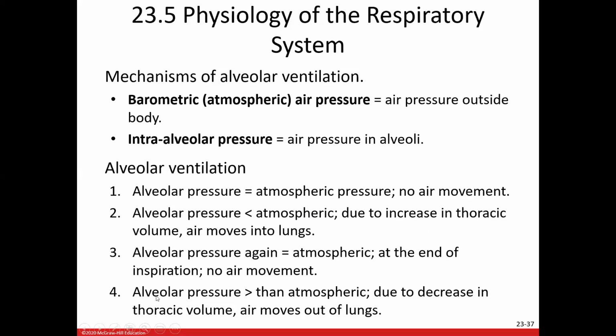And then to get air out, we're going to have that alveolar pressure increase when we have all those muscles contract, like your abdominals and your internal intercostals. That will increase the pressure on the inside and make it higher than the atmospheric or barometric pressure on the outside. And because we have this decrease in volume, we'll have an increase in pressure because of that. High pressure on the inside, low pressure on the outside, air will move outside the lungs.